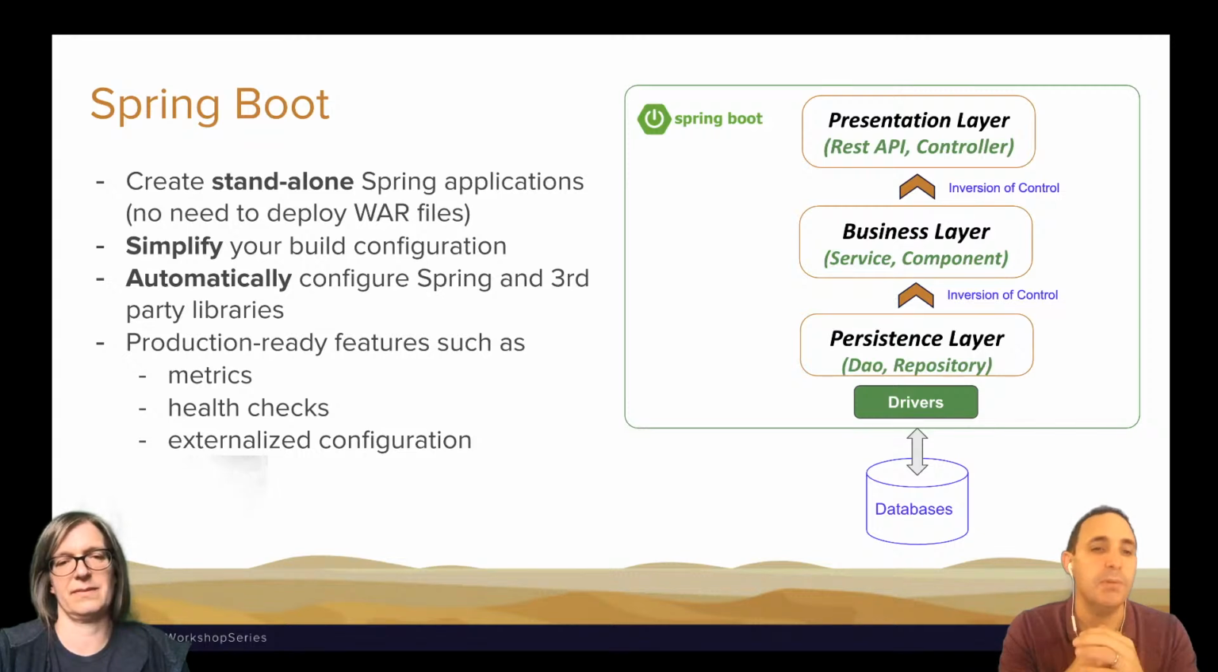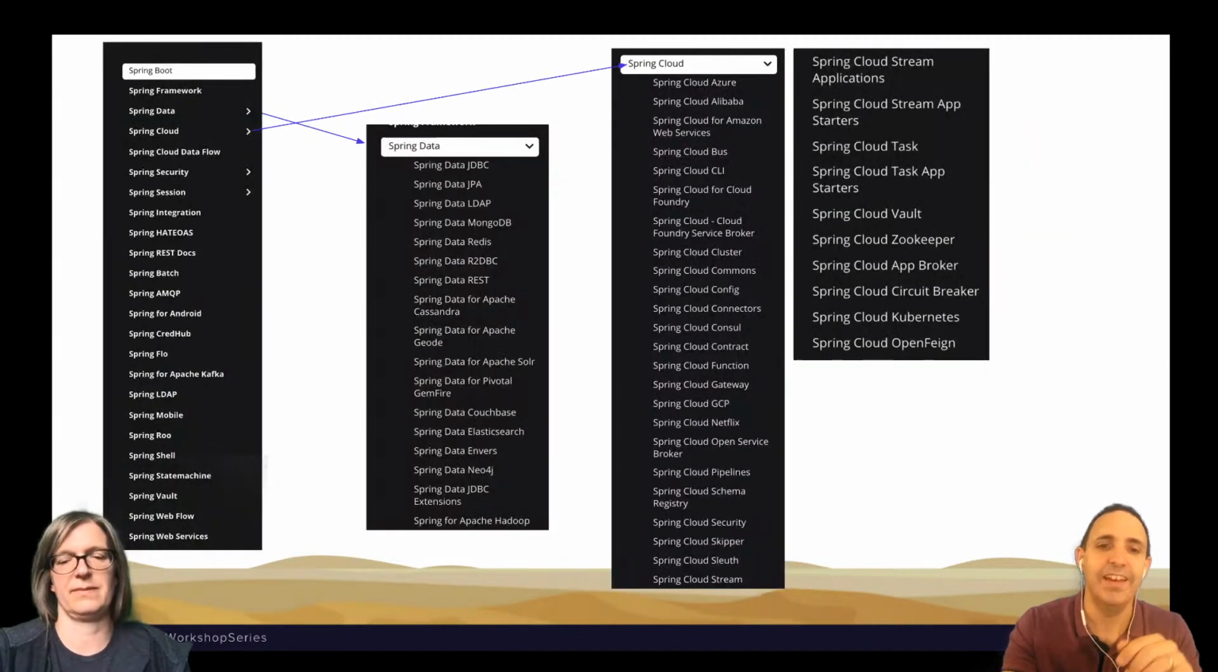So create standalone applications, simplify your build, automatically configure Spring, everything you need, and by simply adding starters, you will add features. So today it's simply REST, so you start with an empty app, you import Spring Boot Starter, you can create a REST API. If you need monitoring, just add Spring Boot Starter Actuator. If you need security for your REST API, import Spring Boot Starter Security. It's simple as that. And as you can see, there are a lot of libraries available.